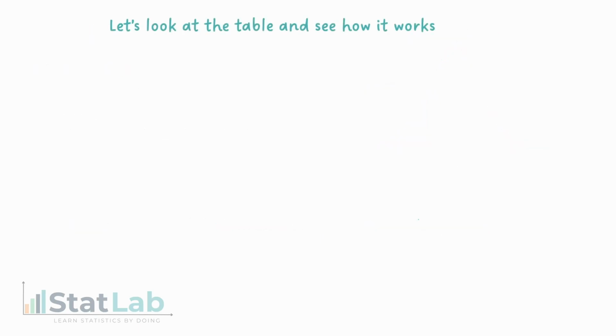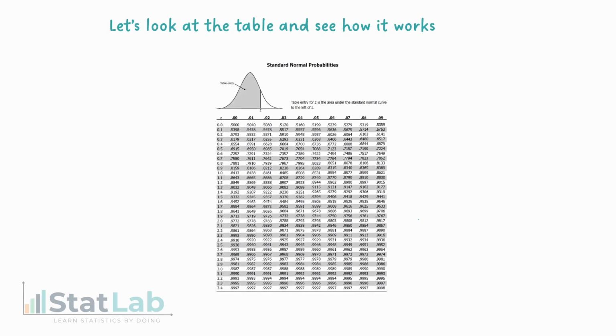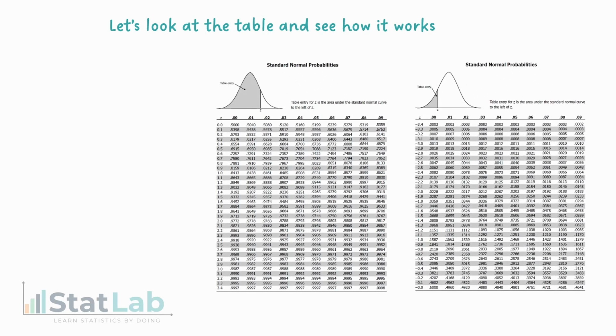So let's look at how a table works. We have 2 tables actually. We have a positive and we have a negative. Now you'll notice that the first column on both sheets has the z, and you'll see that it goes from 0.0 all the way to 3.4, or negative 3.4 on the right one to 0.0. Now I had said that we needed 2 decimal places. That's only giving us 1. Well, if you look across the top, that's where you find your second decimal place.